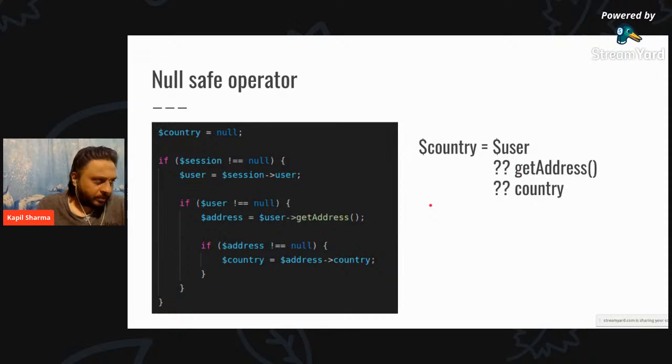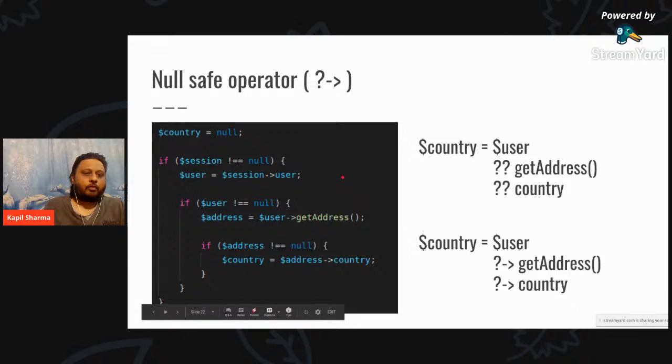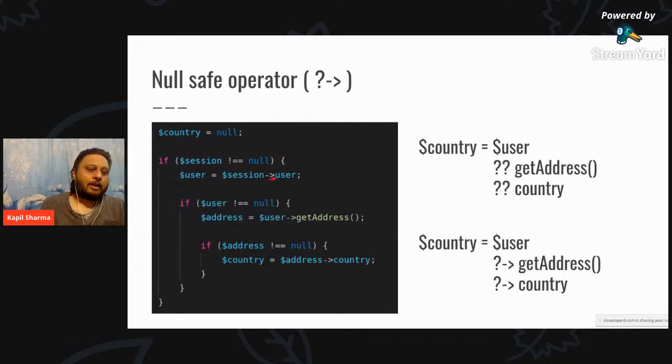Now PHP 8 has introduced the null safe operator, which is question mark hyphen greater than sign. So we can write this whole example like that. What are we doing? It's a simple example. Let's assume a session. If session is null, country will remain null. If session is there, we'll get the user from the session. If user is null, exit. Then check whether the address property is there in user. If address is also not null, then fetch the country from the address. So this whole code with the null safe operator can be written in one single line like that. So that was the feature.